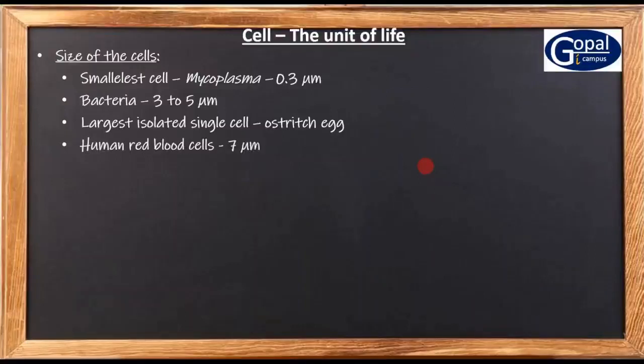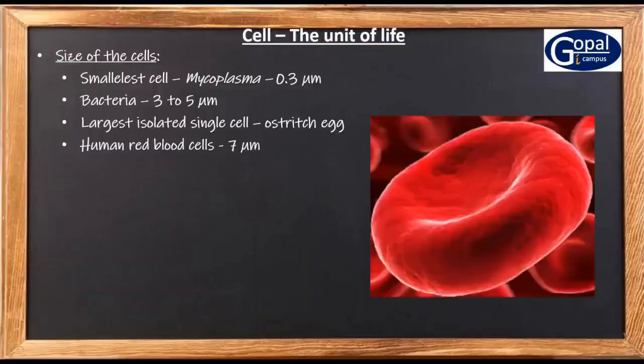The size of a human red blood cell, RBC, is 7 micrometers. See, this is the size of the RBC. This is a photograph of an RBC. From here to here, it is 7 micrometers.